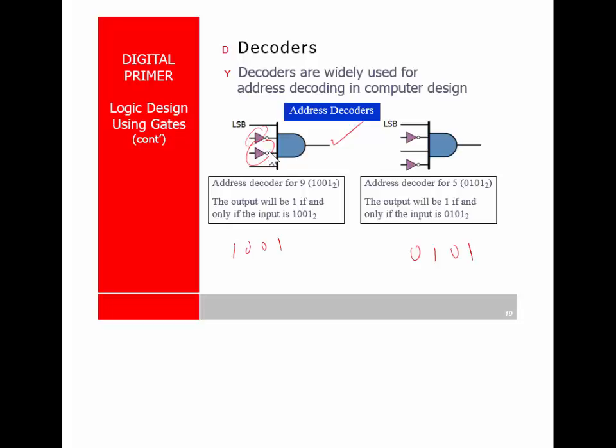And if it's 0101, this is going to be a 1 here. Any other input is going to give you a 0. Same thing here. It's looking for 1001. Any other input is going to give you a 0. So we're decoding a particular address right there.